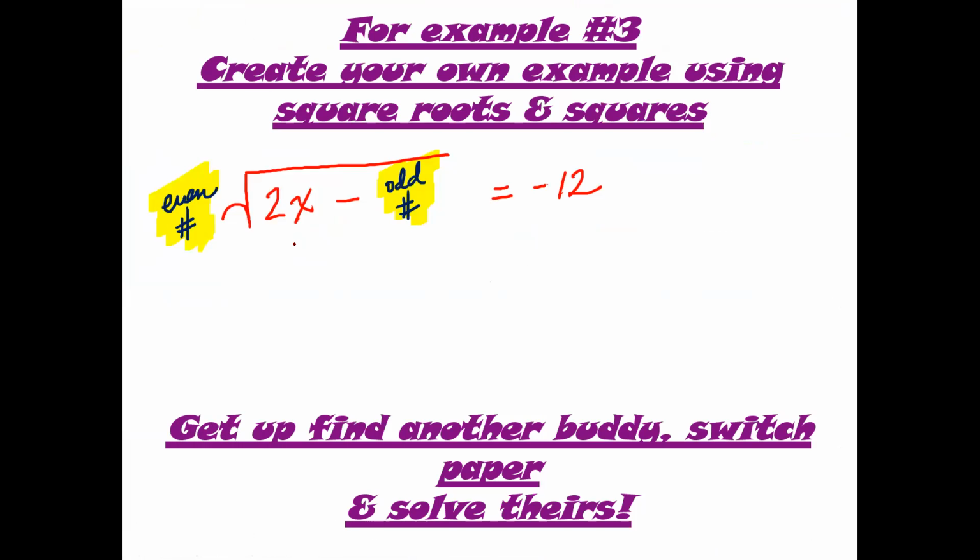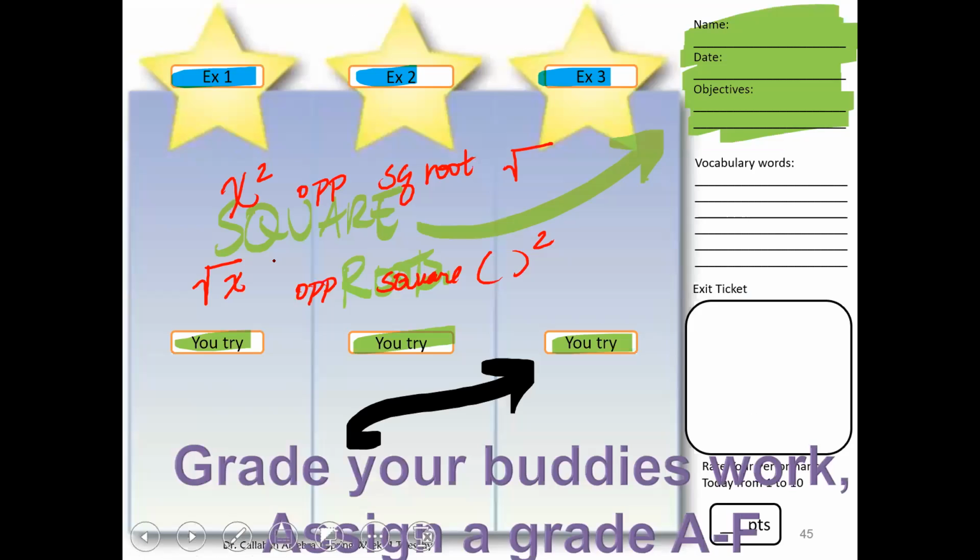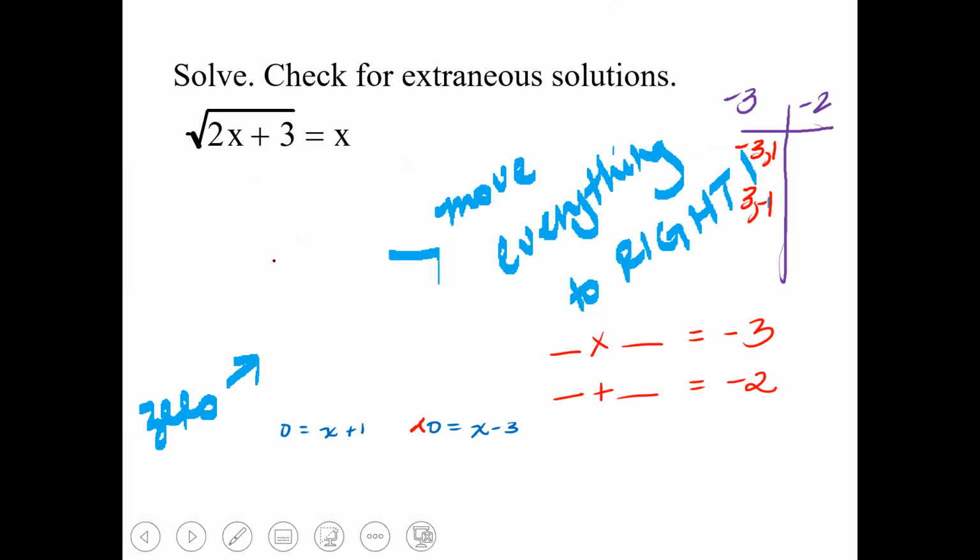So if I were to create this, I'm just going to put 2x minus 3 equals negative 12 with a 4 in the front. And this is just mine. Yours probably look a little bit different than mine. That's totally fine.